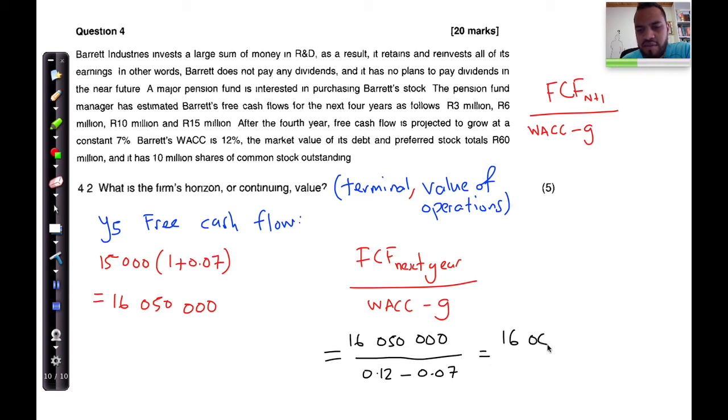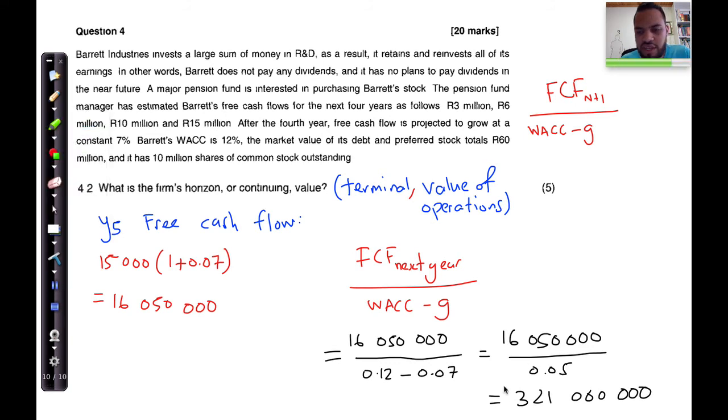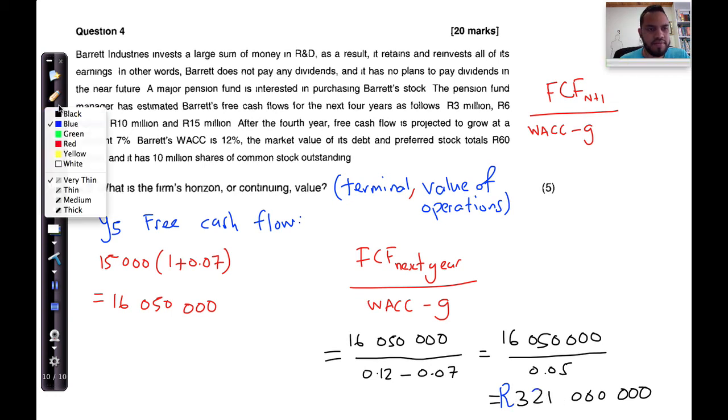So 16,050,000 divided by 0.05, that is divided by 5%, gives us 321 million rands. I'm just going to put that below here, 321 million, and that's the value of operations. Remember that these are rand values, so I'm going to put that in my final answer: 321 million.